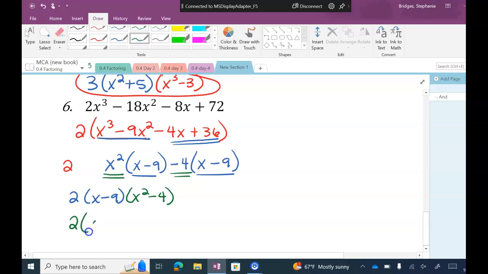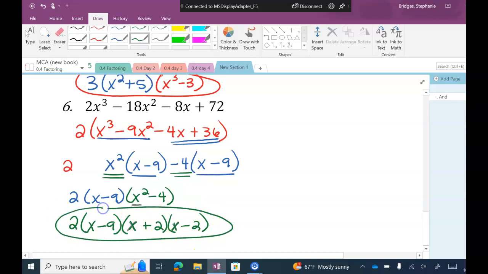Bring down your 2. Bring down your x minus 9. Then set up your 2 parentheses. The square root of x squared is x. The square root of 4 is 2. And then what do I do with my signs? 1 plus 1 minus. And that is the completely factored final answer. Anybody have any questions? Pretty straightforward.